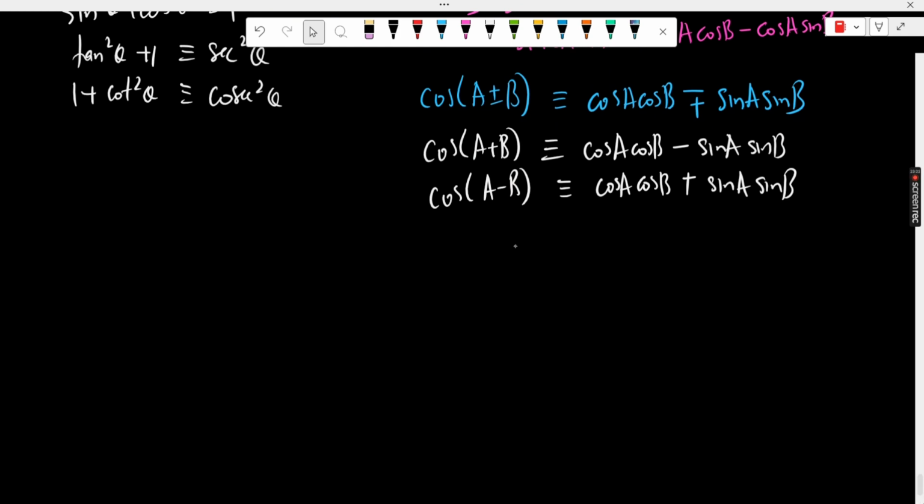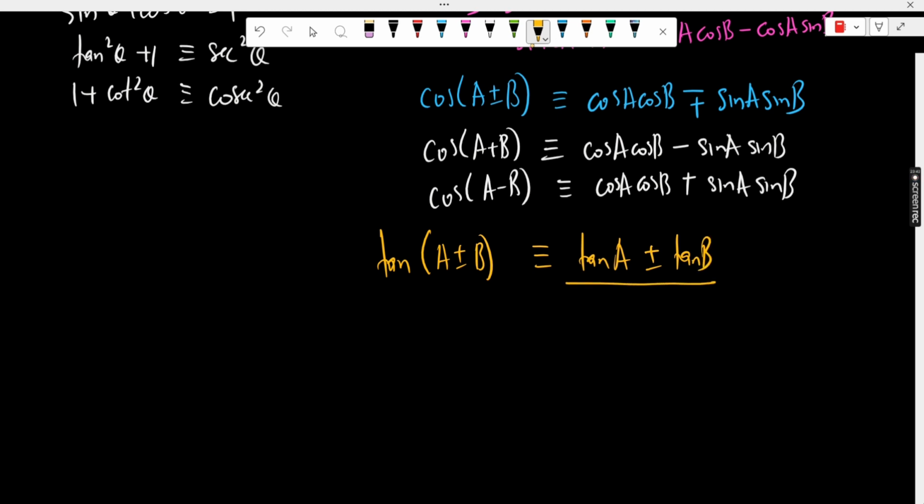The third one is in terms of tan, and the third one goes like this. Tan A plus or minus B is equivalent to tan A plus or minus tan B over 1 minus or plus tan A tan B. So in the numerator, the signs at the top go together, likewise in the denominator.